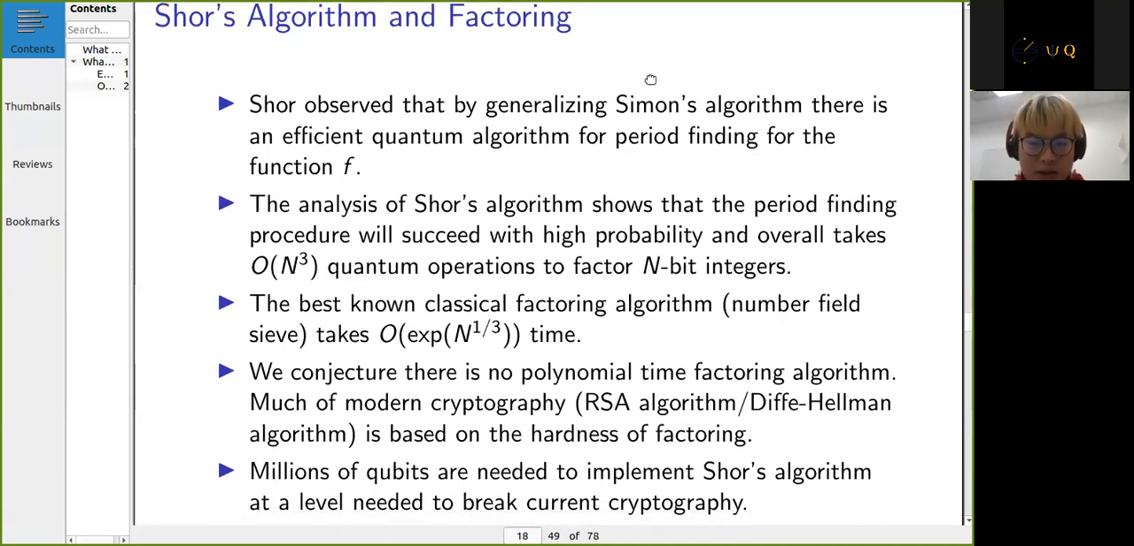And just to maybe be reassuring, people have estimated how long it takes to implement Shor's algorithm at a level needed to break current cryptography, and at the moment, we still need millions of qubits. So for the time being, we can still use things like RSA.